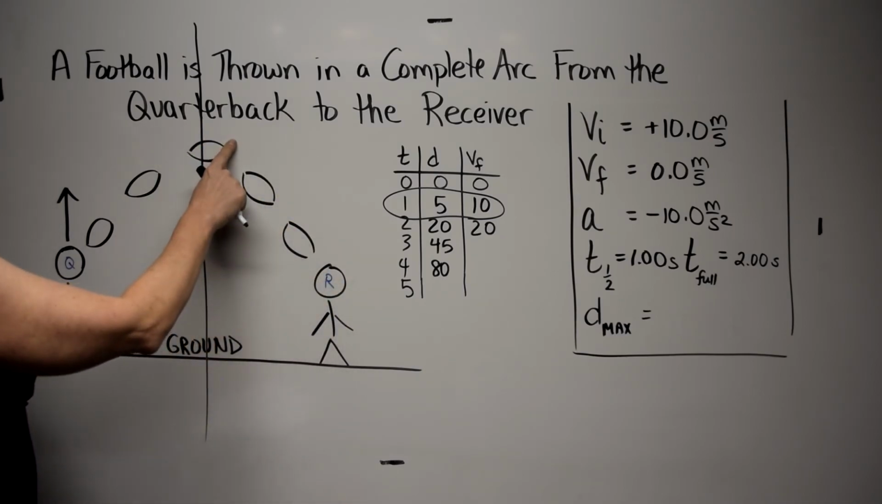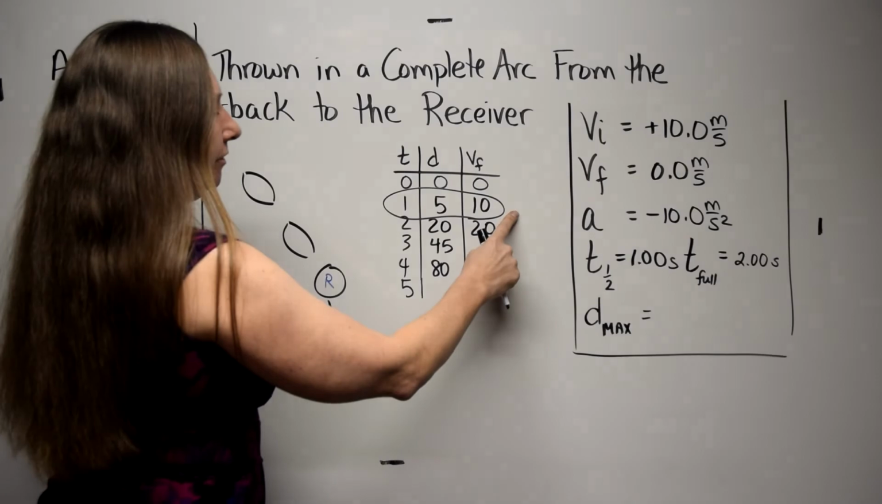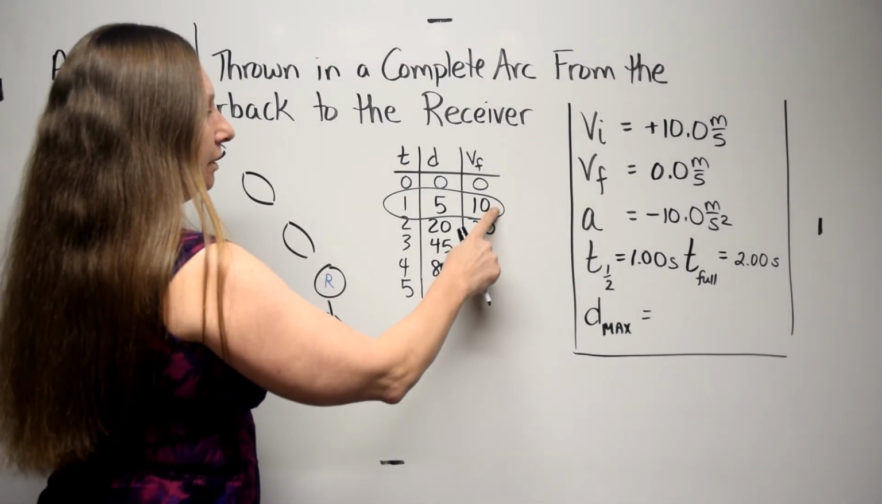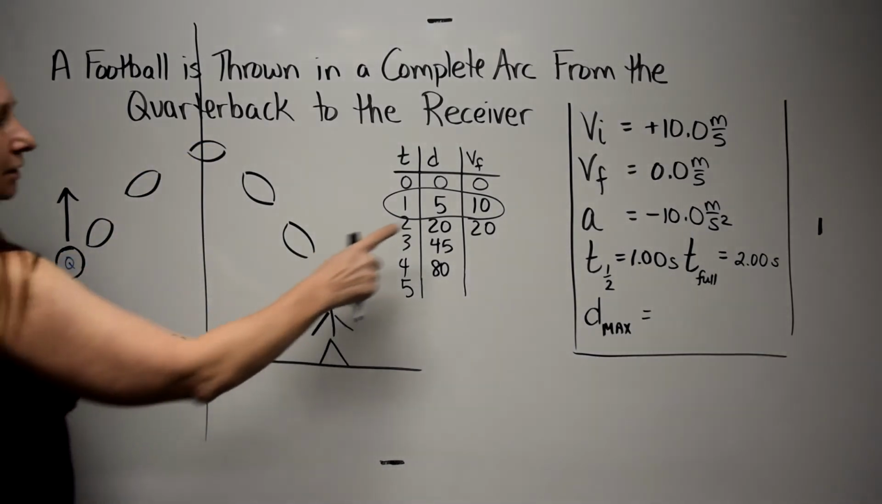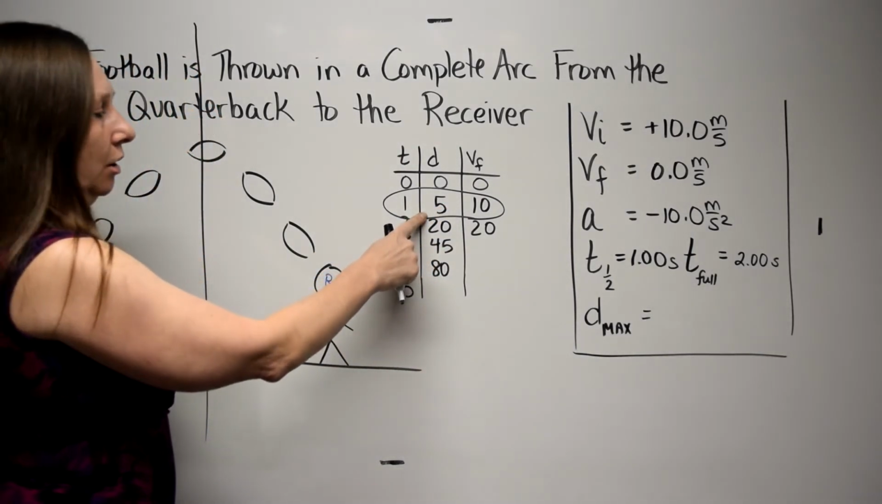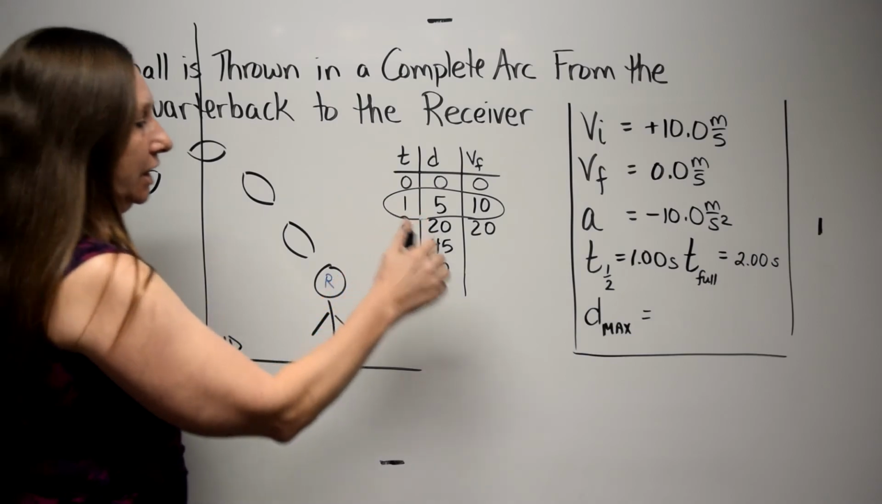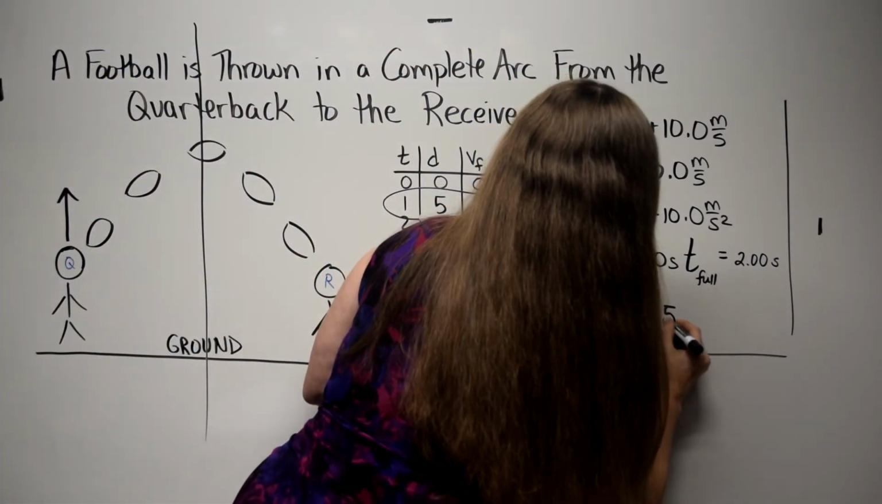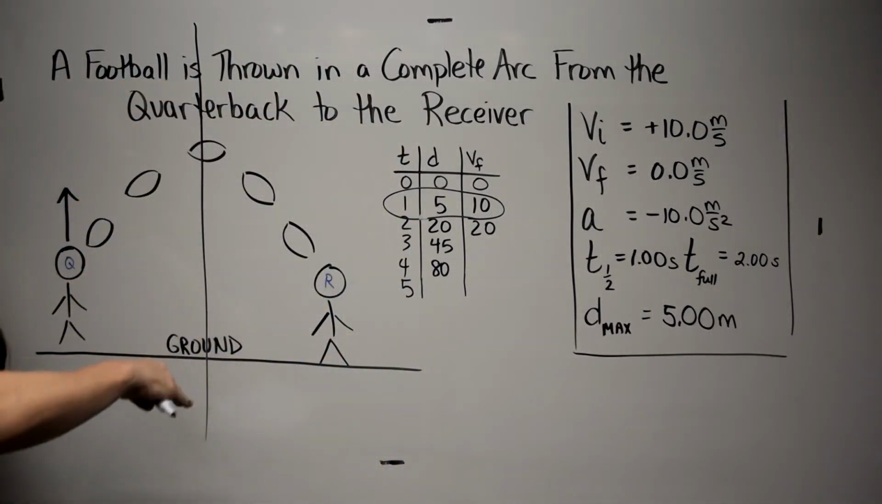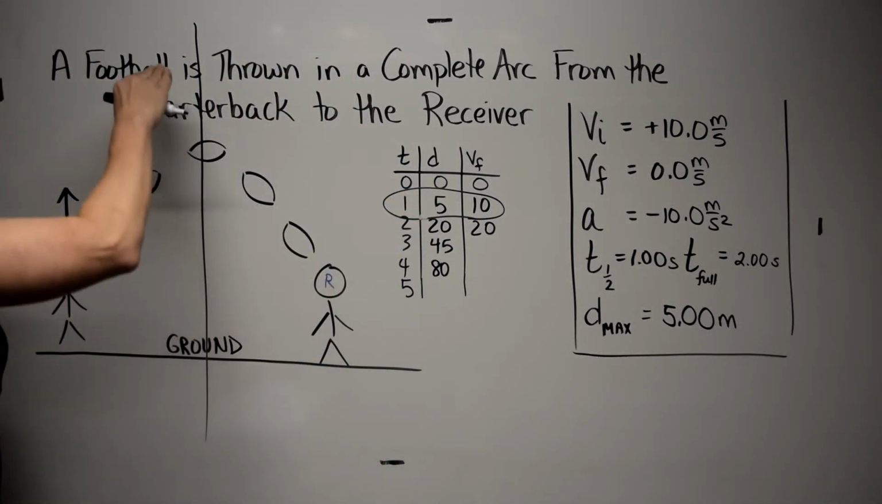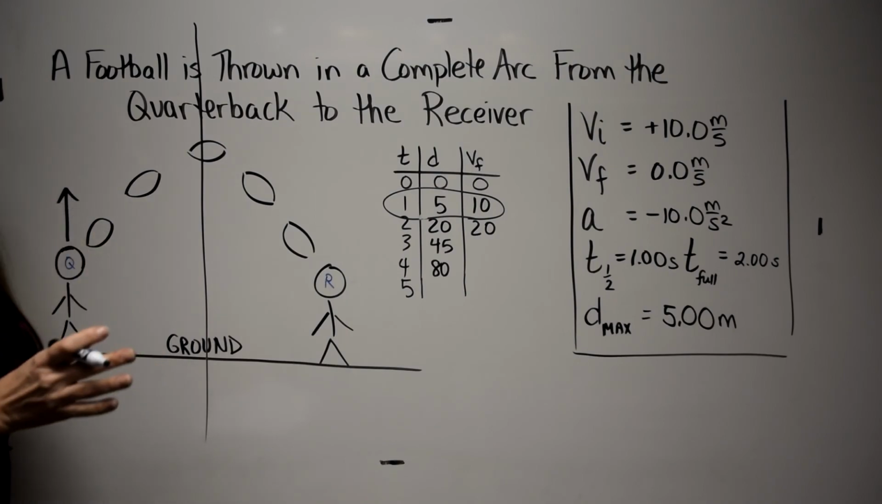Now, maximum height. If the initial velocity was 10 and the final velocity is 0, how far does the ball go? What's the distance the ball travels in that time? 5 meters. The height up, the height in the vertical direction. Forget about horizontal. The height in the vertical direction is 5 meters.